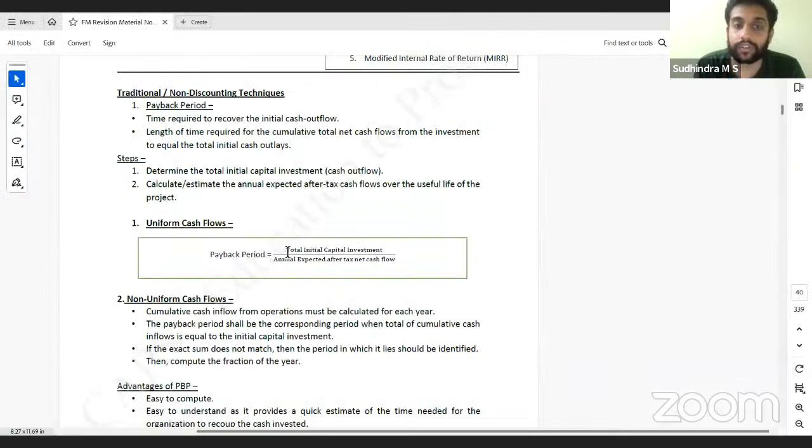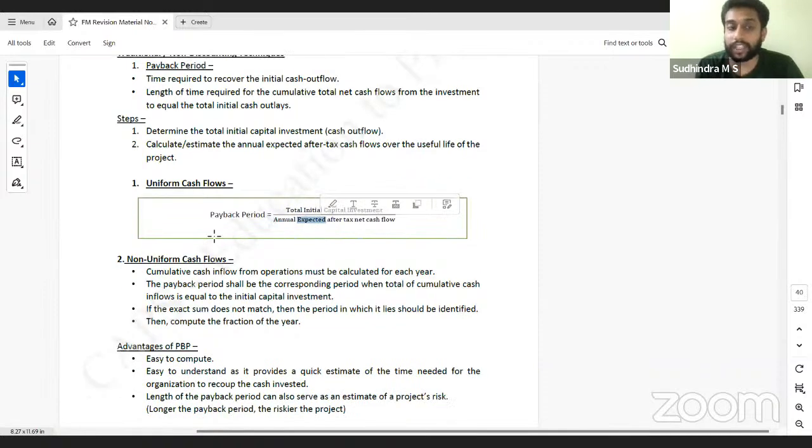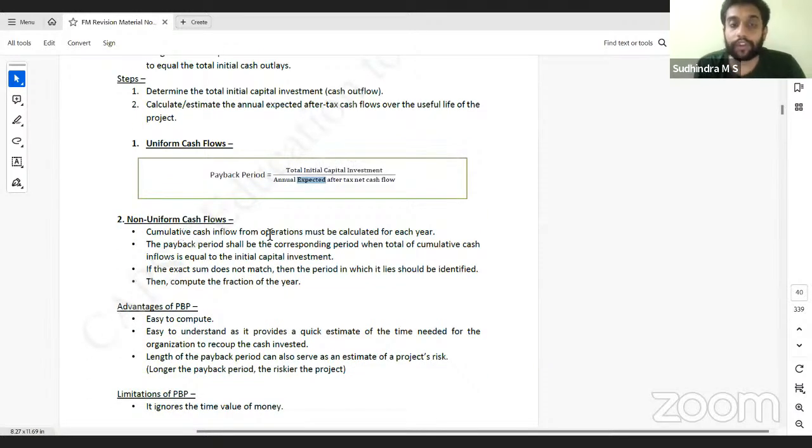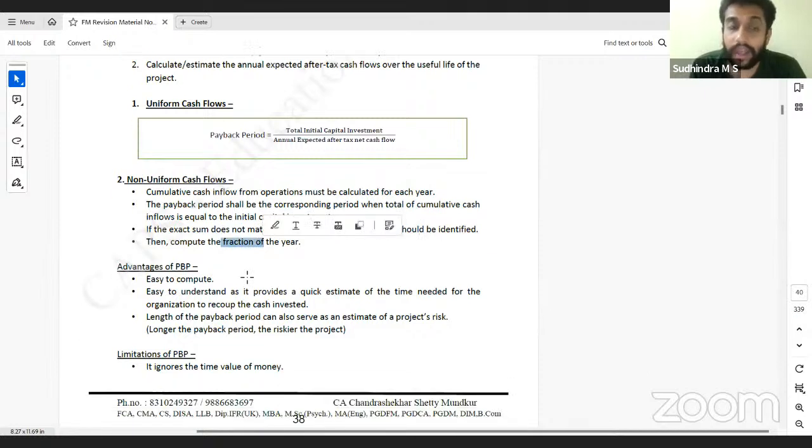So in case of uniform cash flows, that's simple. Total cash investment divided by annual expected after tax net cash inflow. Non-uniform, cumulative cash inflow from operation must be calculated. Payback period shall be corresponding period when the total of cumulative cash inflows is equal to initial capital investment. If the exact sum does not match, then the period in which it lies should be identified. Then compute the fraction.